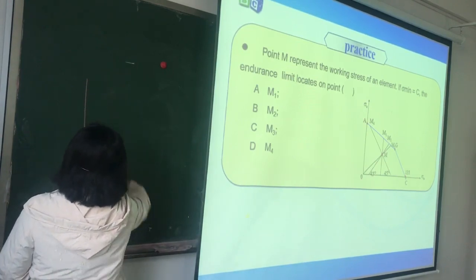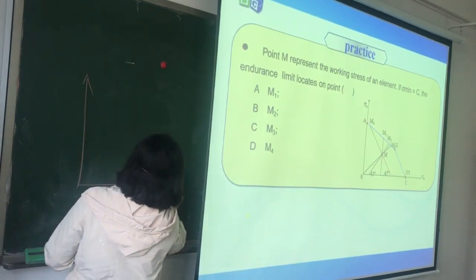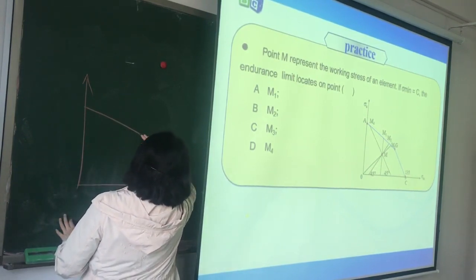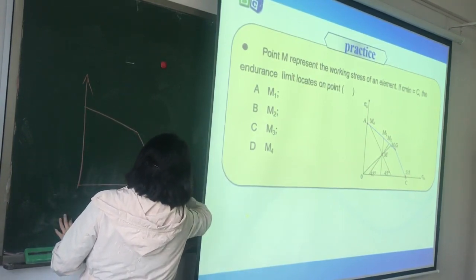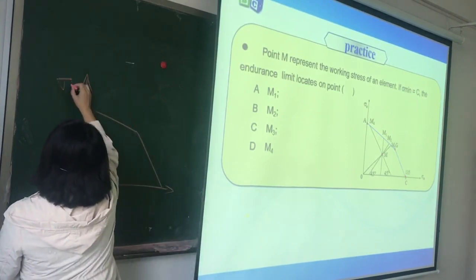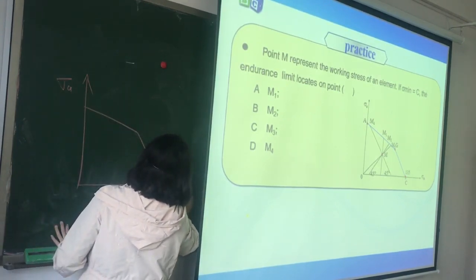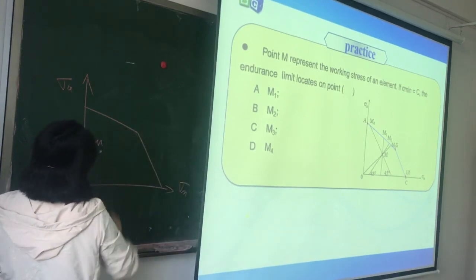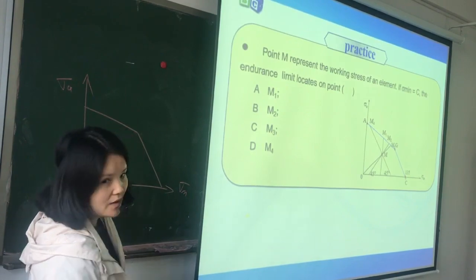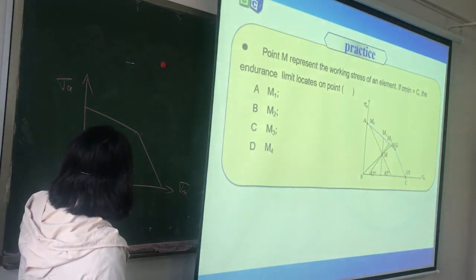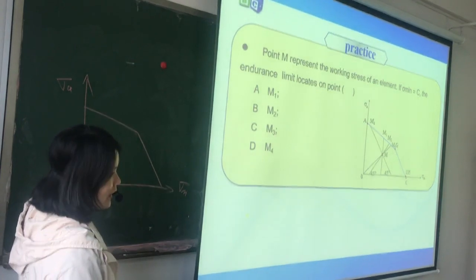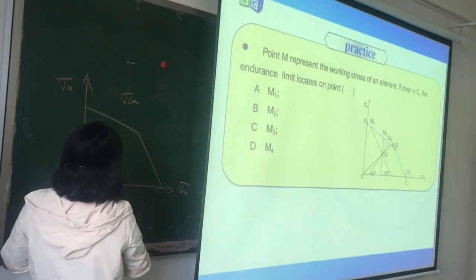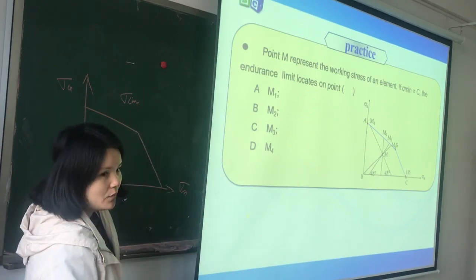In our sigma A, sigma M diameter, okay, in this sigma A, sigma M curve, this is the point M, which represents the working stress. So, how do we find the sigma limit of point M?